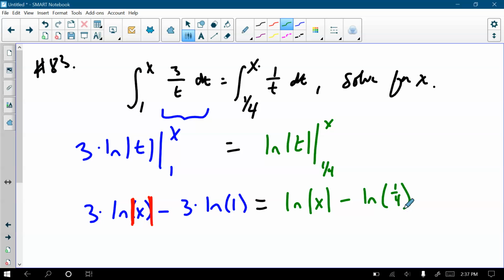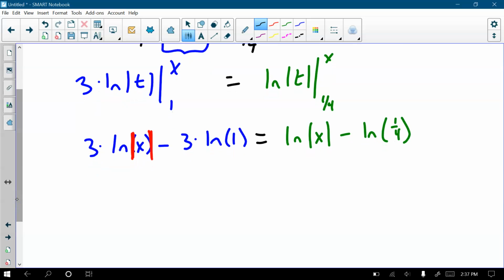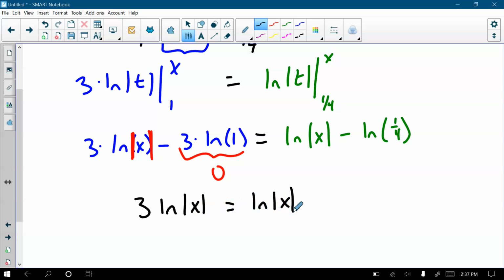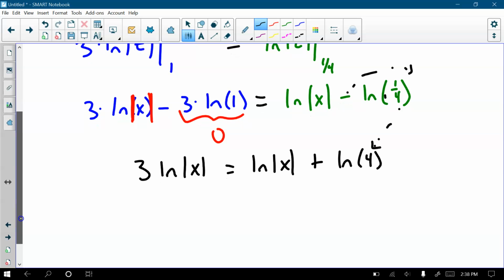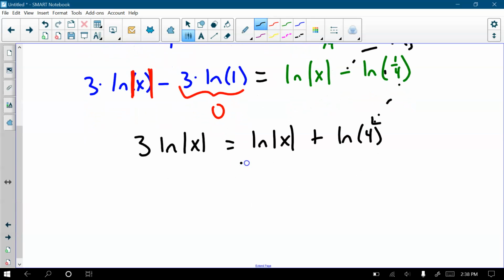Okay, next let's see if we can solve this equation then. Natural log of 1, this is 0. So now we have 3 ln x on the left equals ln absolute value of x. I'm going to change this to plus natural log of 4. I moved the negative 1 up and did a reciprocal of 1/4 to make 4. Okay, I'm going to also subtract an ln x on the other side. So subtract ln of absolute value of x on both sides of the equation.